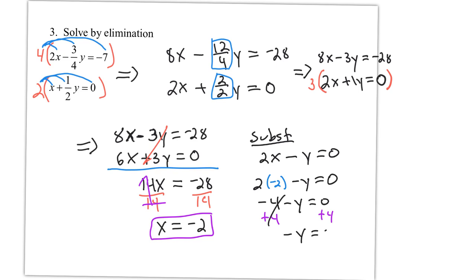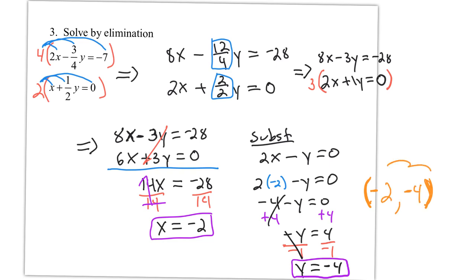Negative y equals 4. The variable cannot be negative, so you guys just divide by negative 1. That's what you do to get rid of the negative. And the y value turns into positive y equals negative 4. So my solution, I'm just going to put it on the side right here. My solution will be x is always first, negative 2 and negative 4.